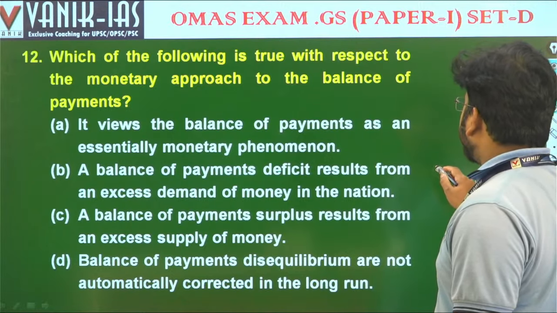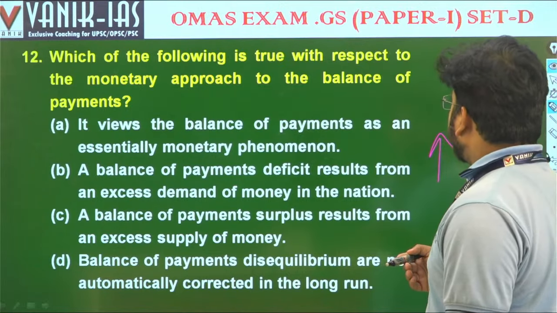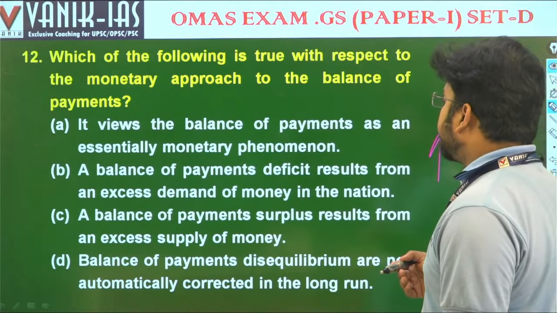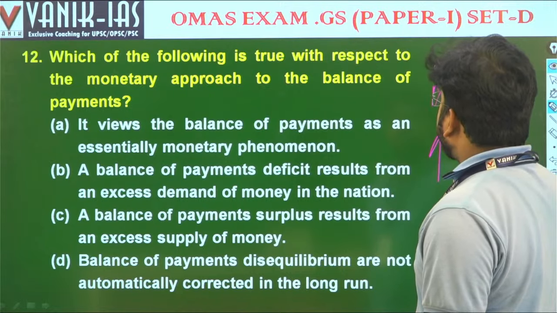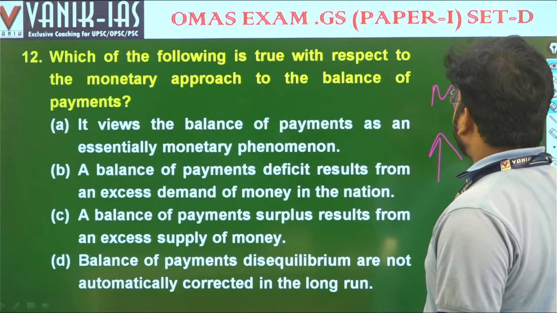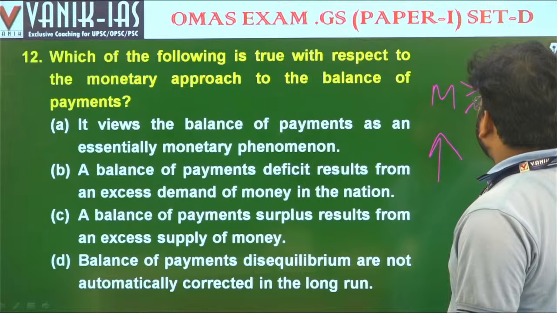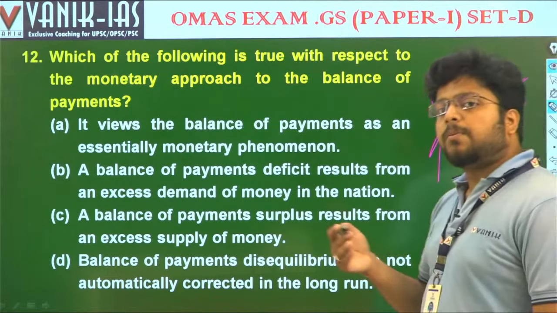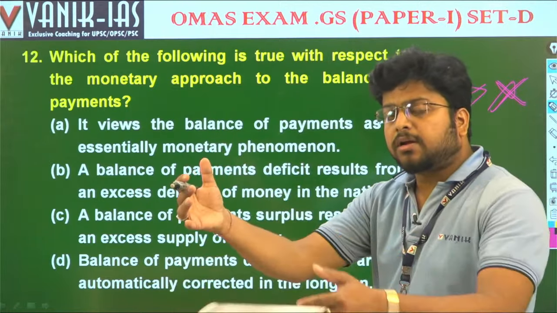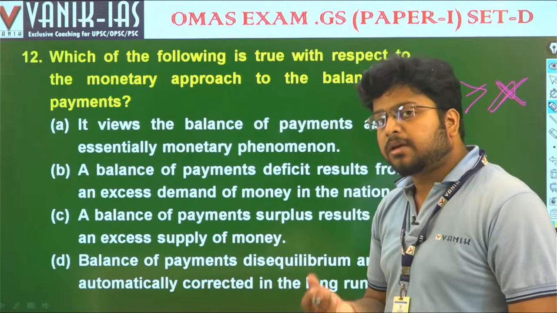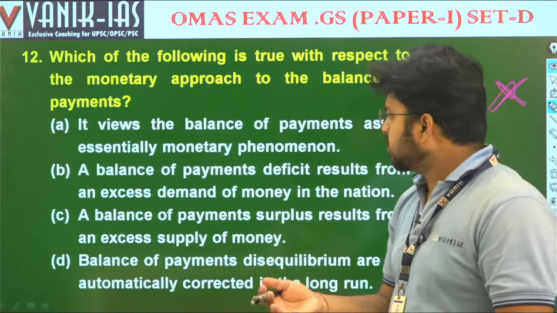Excess demand for money means money becomes stronger, right? A balance of payment deficit means your imports are more than your exports. When imports are more, we have to pay in dollars. So the demand for dollars increases, not for the money, because for imports we need dollars. So the second statement is wrong.